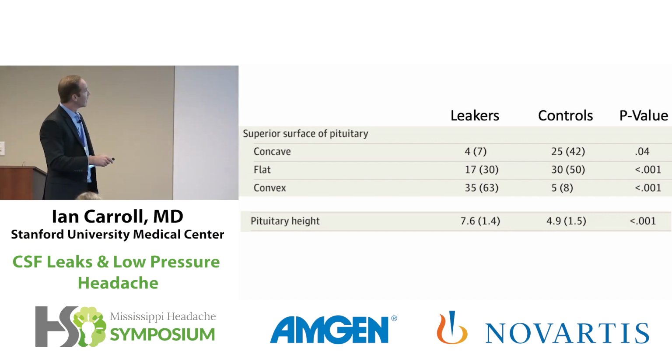The other thing, again, the superior surface of the pituitary. Among leakers, it's convex up most of the time, whereas in controls, that's pretty uncommon, and that's a significant p-value. Notice the top surface is convex up there, all right? If you're a teenager, everyone's like that, but if you're a 35-year-old woman, not so much.